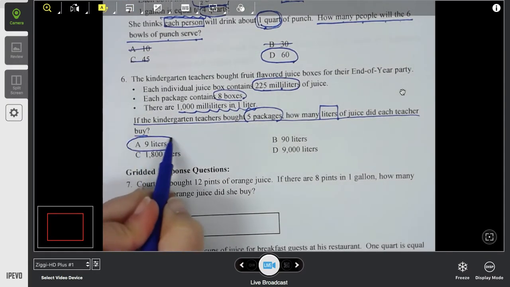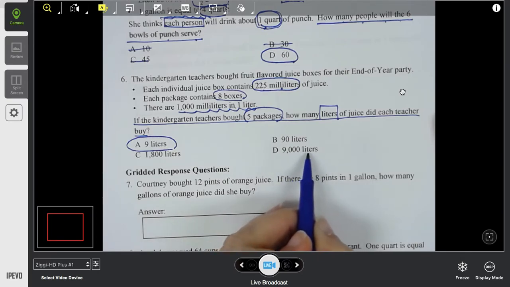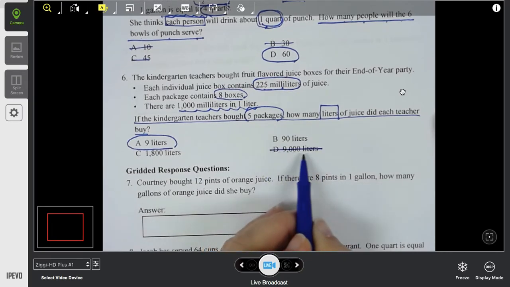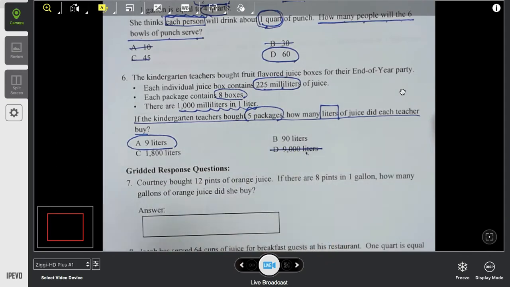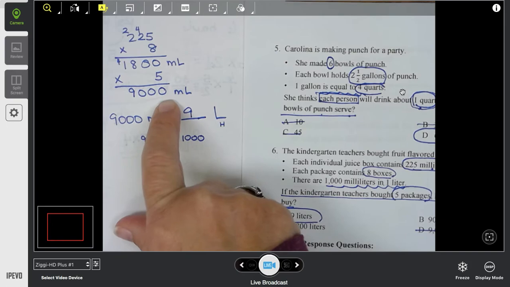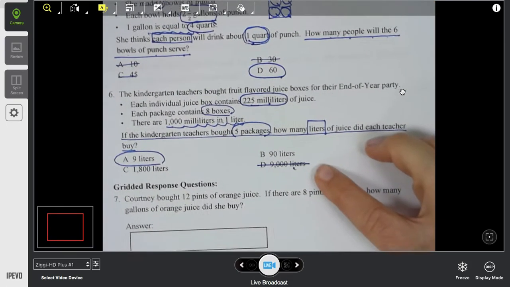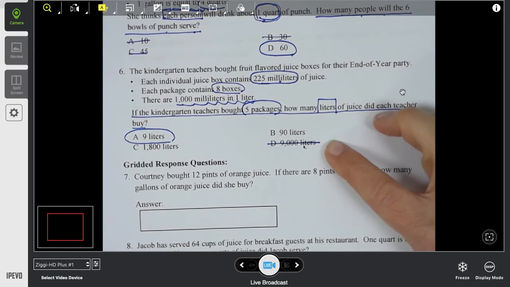9 liters. And look again, they snuck in that 9,000 because it was 9,000 milliliters, not liters. So if you don't read carefully, you would choose that. But it's not. It's liters. That would be milliliters for 9,000. When we did our math, we figured out she had 9,000 milliliters. So they tried to trick you and put 9,000 liters there, which is much greater than 9,000 milliliters.